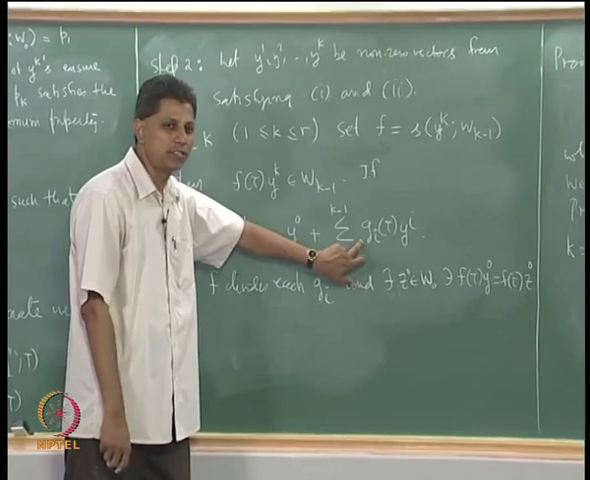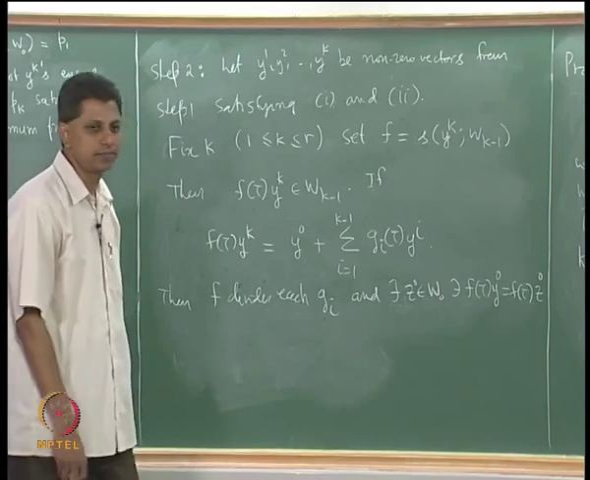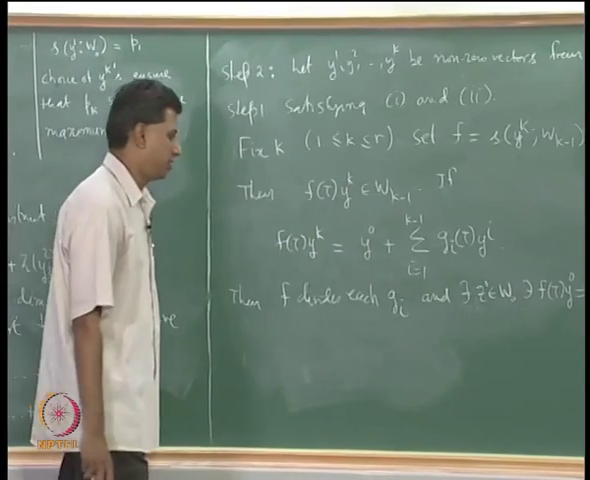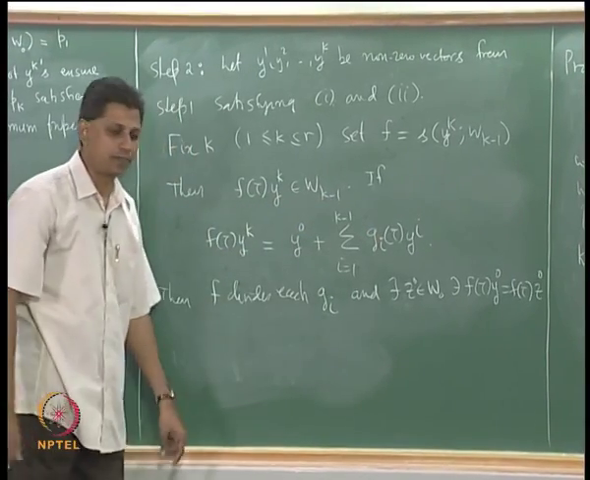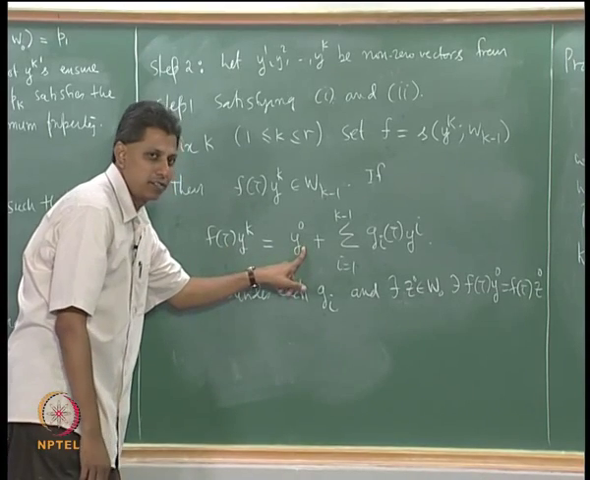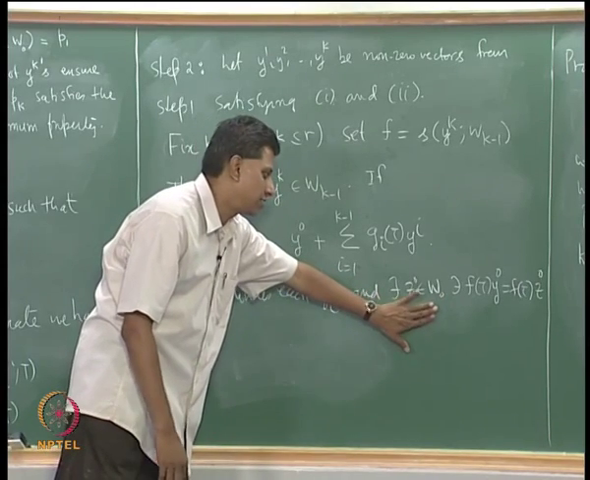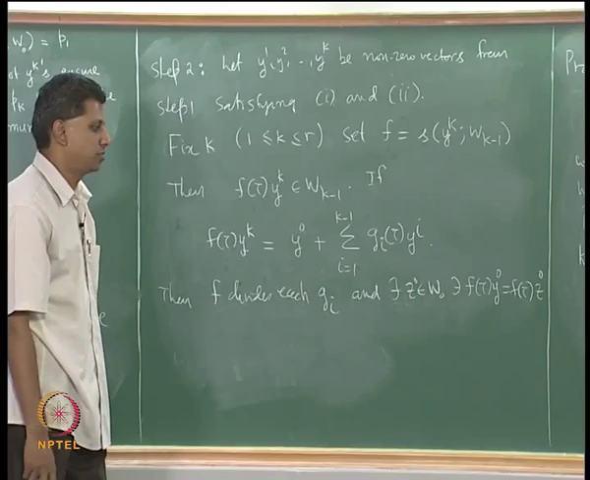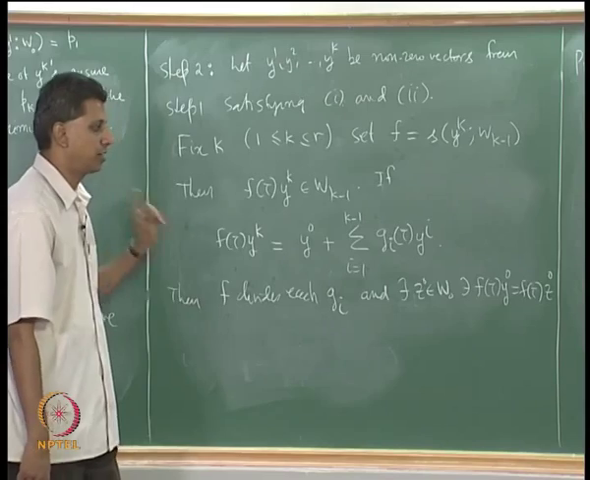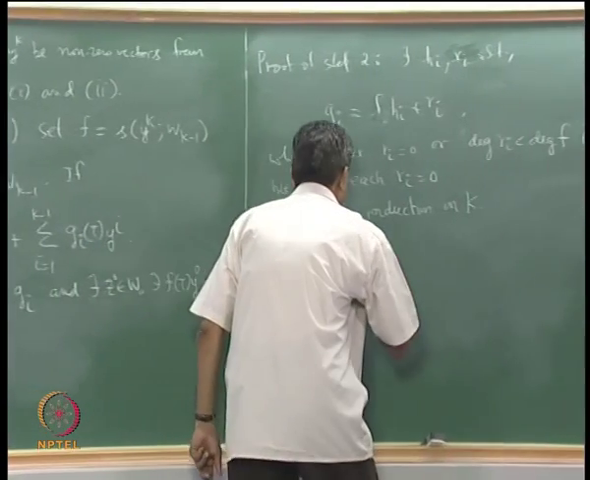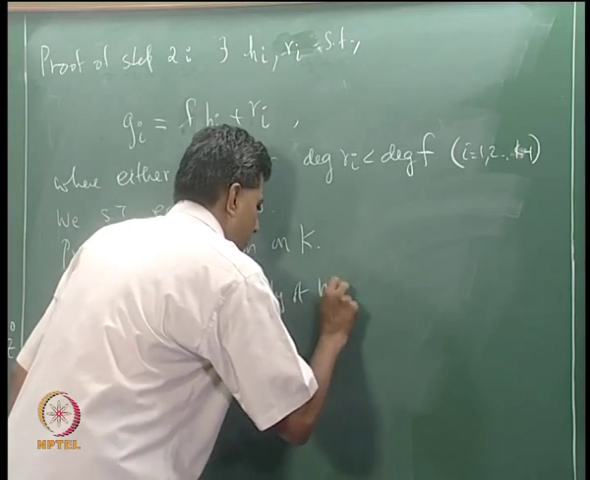For k equal to 1, this is vacuous. For k equal to 1, I have just this. f(T)y_k is y0. For k equal to 1, it must be in W_{k-1}, that is W0, right? For k equal to 1, this is W0. f(T)y_1 is just y0. This simply does not figure. So, the only thing I need to demonstrate is whether this condition is satisfied. This is satisfied because W0 is T admissible. Okay. This condition is satisfied because W0 is T admissible. So, k equal to 1 is really T admissibility of W0.